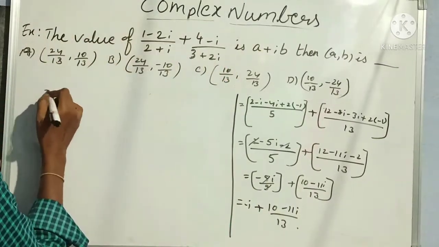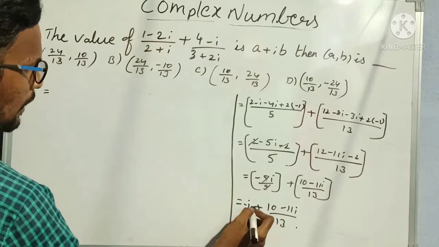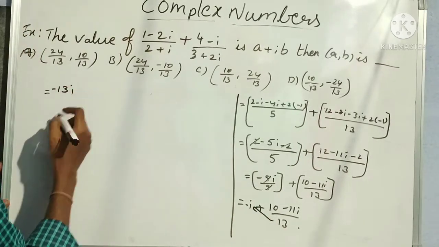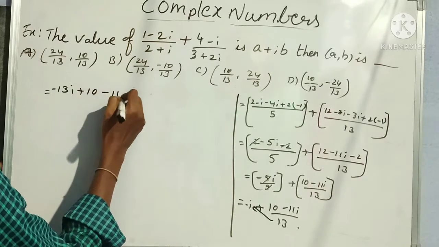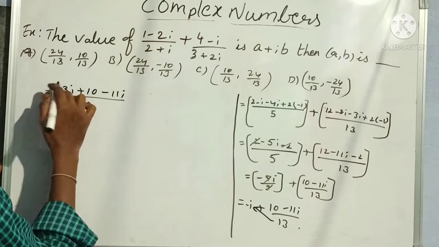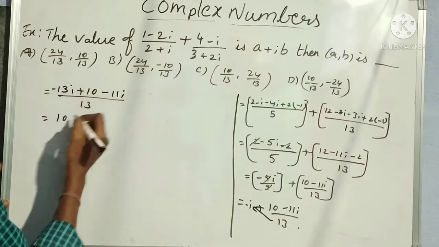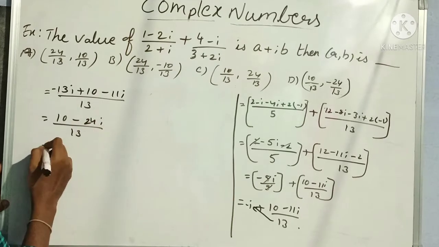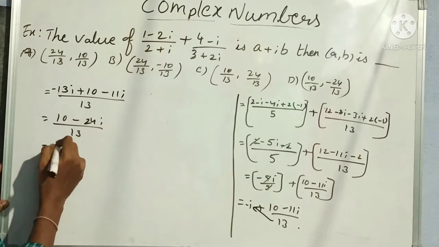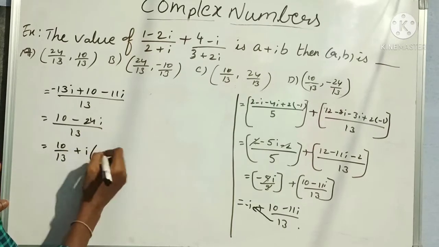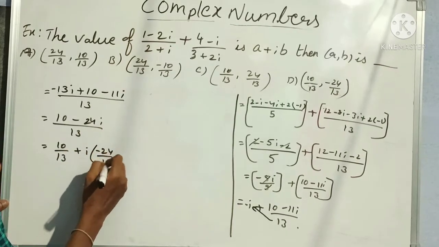So that is equal to, so take the LCM here. So i into minus 13 into minus i becomes minus 13i plus 10 minus 11i by 13. So here 10 as it is. 13 plus 11. Why? Because minus 13 minus 11 means both you have to add. So minus 24i by 13. So take separately. Real part means 10 by 13, plus of i into minus 24 by 13.